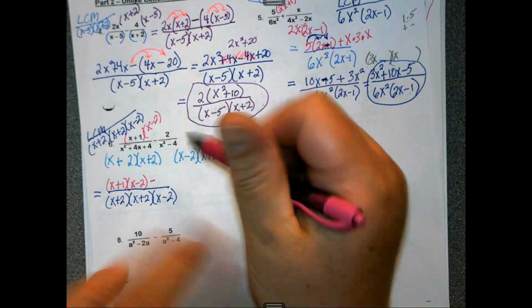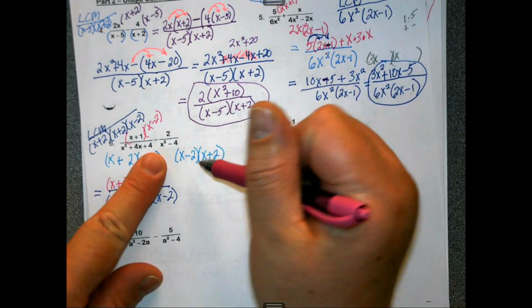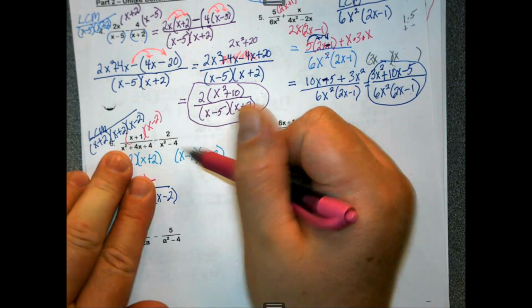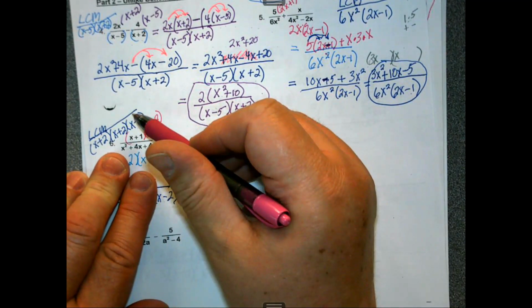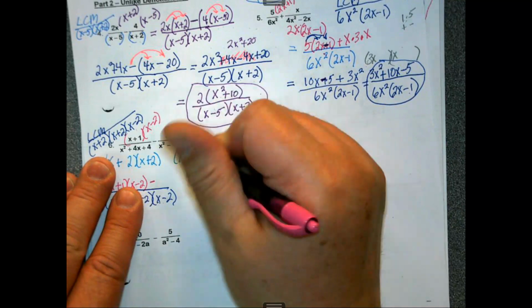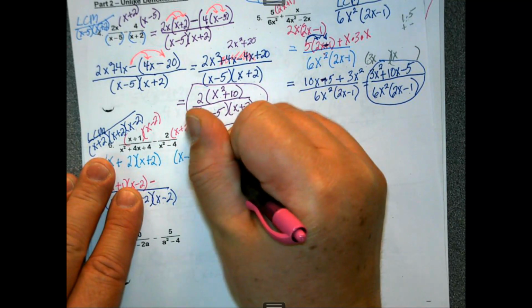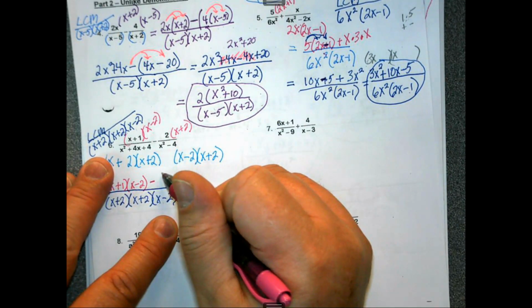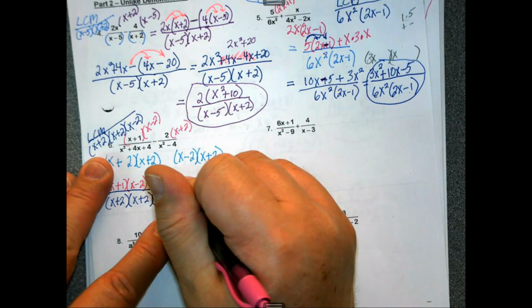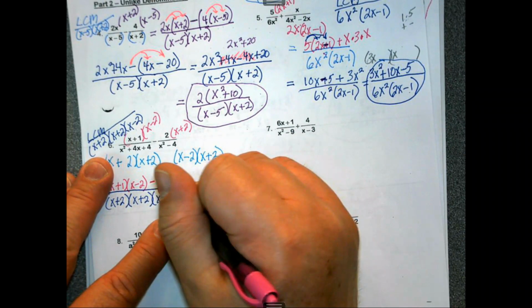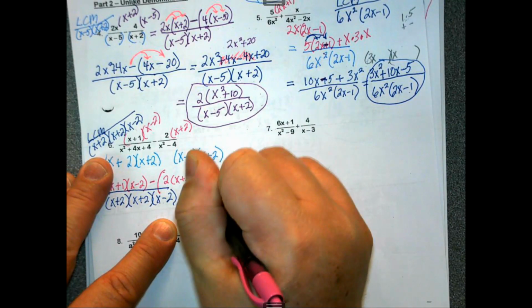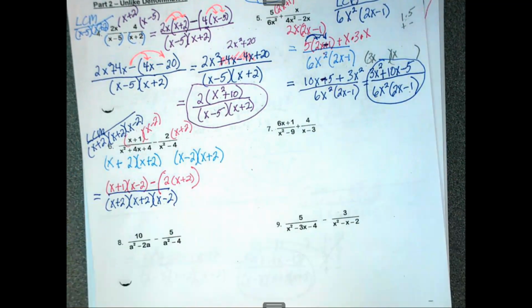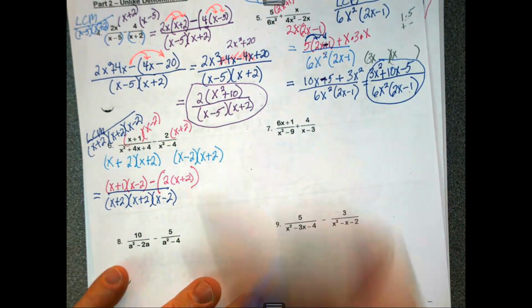Minus 2. Now, what do I have to multiply this 2 by? I have an x minus 2. Cross that out, an x minus 2. Cross that out. What I have left over is x plus 2. So I'm going to minus this whole thing, 2 times x plus 2. So I got some algebra work to do, right? Quite a bit of it.